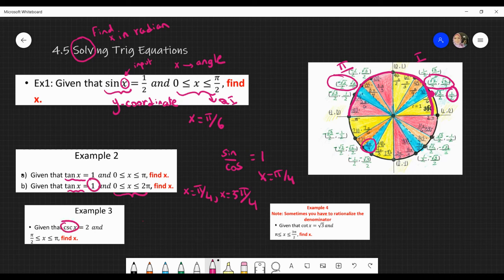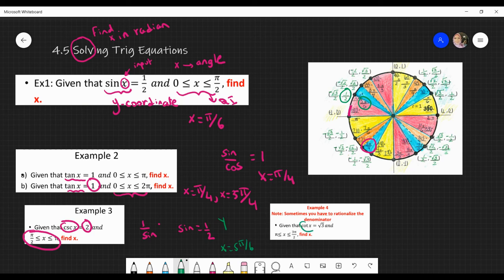For cosecant, it's 1 over sine. So if cosecant equals 2, the reciprocal of it, which is sine, is going to equal half. So I'm looking at pi over 2 to pi, and that is quadrant 2. So in quadrant 2, which angle has a sine equals half? And again, sine is the y coordinate. So I'll look at this and I find 5 pi over 6.